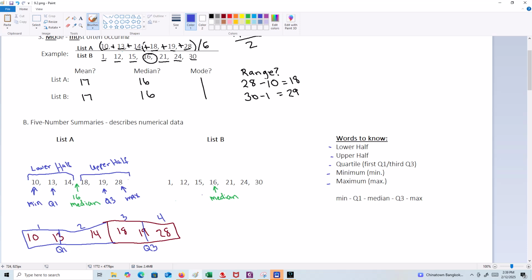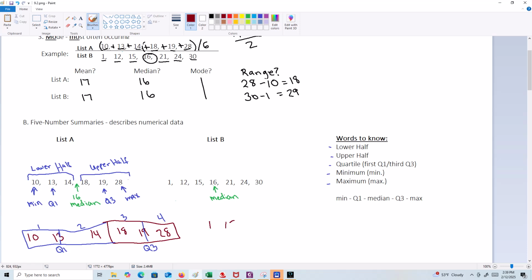So now let's mark up list B in the same way. Now notice the difference between list A and list B in reference to the median is that the median actually appears in the list of data for list B, but that is not the way it was for list A. We had to calculate that using the average. So we've got a different scenario here. So I'm going to mark up this list in the same way.